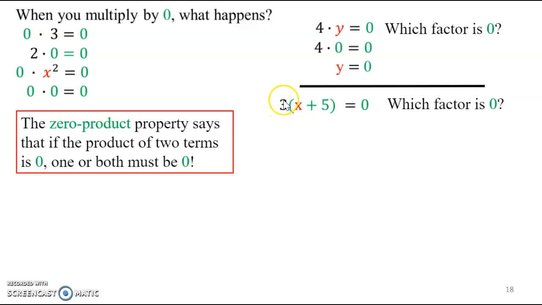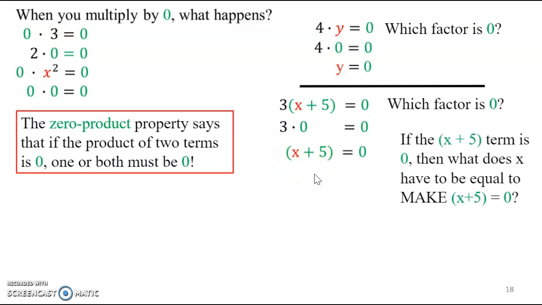So then we can extend that to if I have 3 times x plus 5 is equal to 0. So we have one factor here, 3, and the second factor, x plus 5. Then, well, obviously 3 is not equal to 0. That means the second factor, the x plus 5, has to be equal to 0 for it to result in a 0. So x plus 5 is equal to 0. We can make that conclusion. And how do we figure out what x is? We subtract 5 from both sides, and so you are left with x is equal to negative 5.